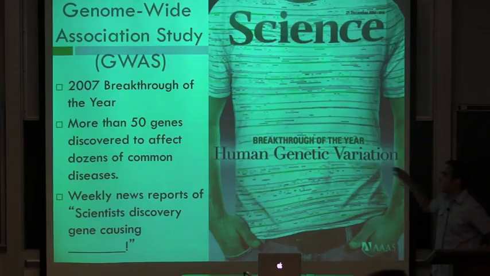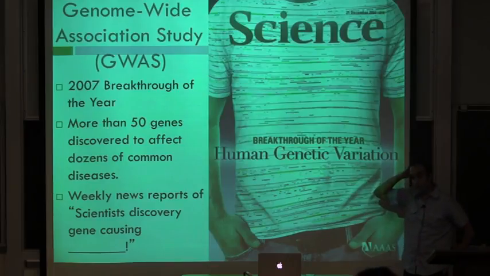Science magazine is a big publication in science. At the end of the year, it lists the breakthroughs of the year. In 2007, the big one was human genetic variation. It was a big deal because they discovered 50 genes involved in dozens of common diseases like diabetes, cancer risk, Alzheimer's, et cetera. And 50 at the time was a big number because previously they only had a very small handful.